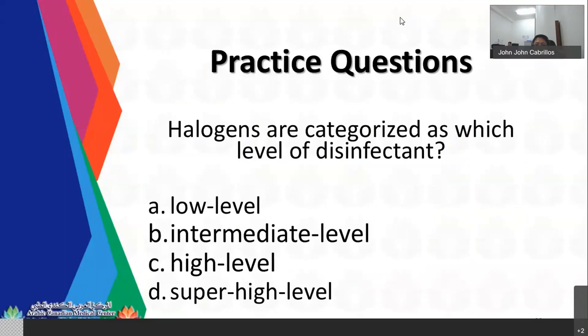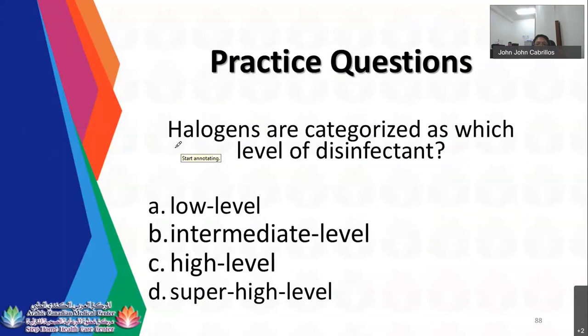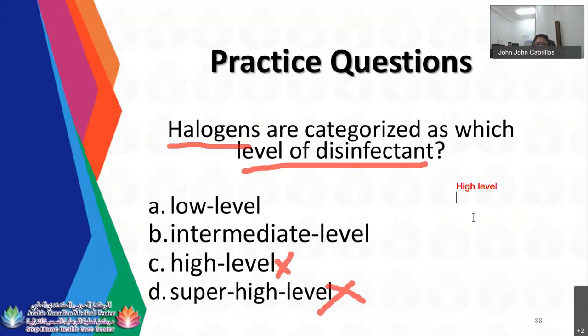Okay, let's start. Halogens, level of disinfectant, okay? There is no super high level, actually. It's not high level. Why? What is your high level? Your GoPH: your glutaraldehyde or orthophthalaldehyde, peracetic acid, and your hydrogen peroxide.